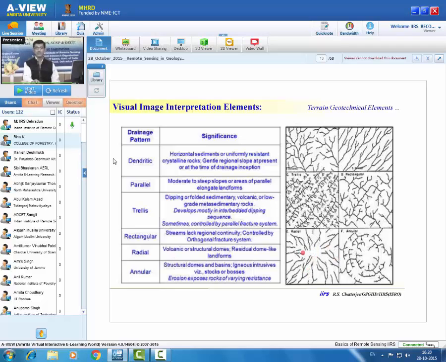Then radial drainage like this. If you find this kind of drainage from the satellite image, then we can say there is a dome. This dome may be a structural dome, or it may be an intrusive dome. So any kind of dome is there. And if you get this kind of drainage, where the circle is incomplete, followed by radial drainage, this is known as annular drainage. It definitively indicates that possibly these are structural domes, but in some cases they can be igneous intrusives as well.